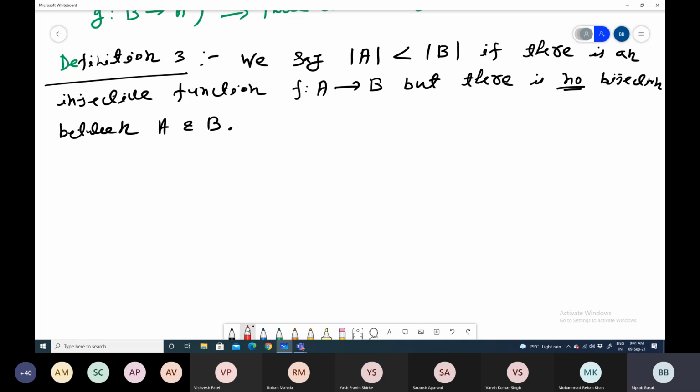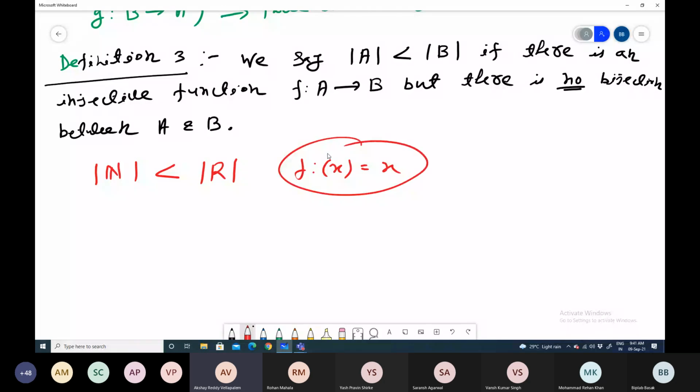Now from this, can you say what the relation is between cardinality of N and cardinality of R? N is less than R. Yes, why? There exists an injective function, basically the identity function. We can define f(x) = x, which is injective, and there is no bijection because N is countable and R is uncountable. Right, we proved it. So therefore, this is one example.